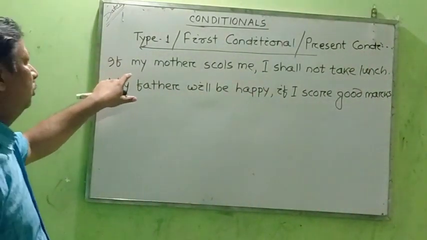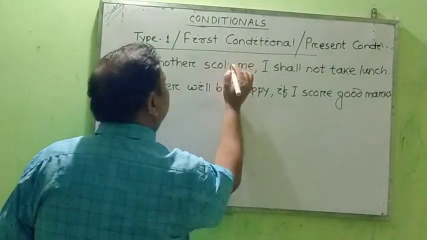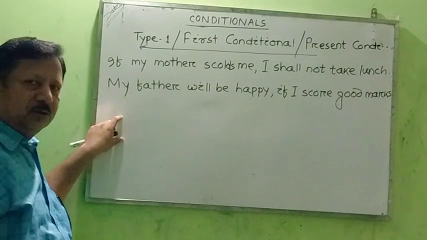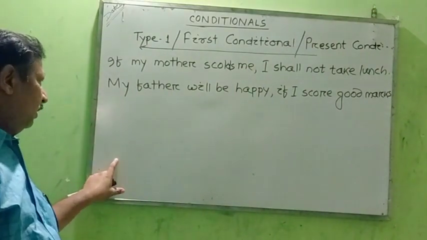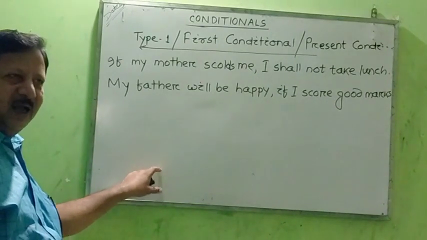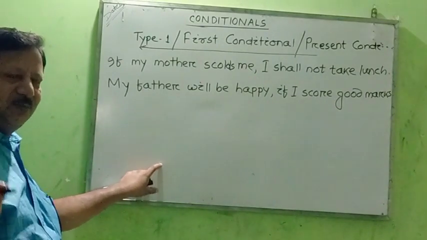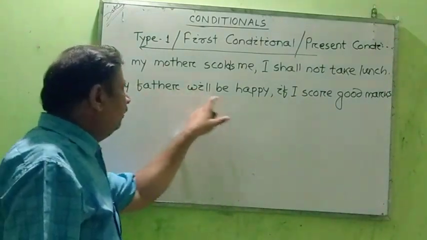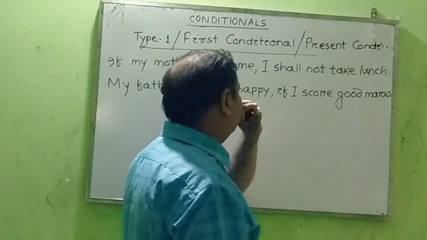See, if my mother scolds me, sorry, spelling mistake. Even in the previous class, in the type 3 conditional, instead of writing 3, I have written tree, TREE. So, sorry for that spelling mistake. You have to rectify yourself. My father will be happy if I score good marks.